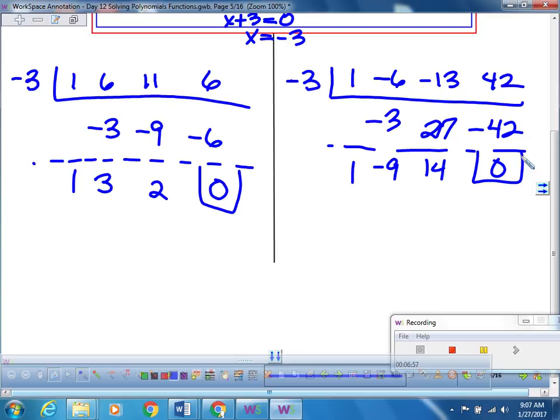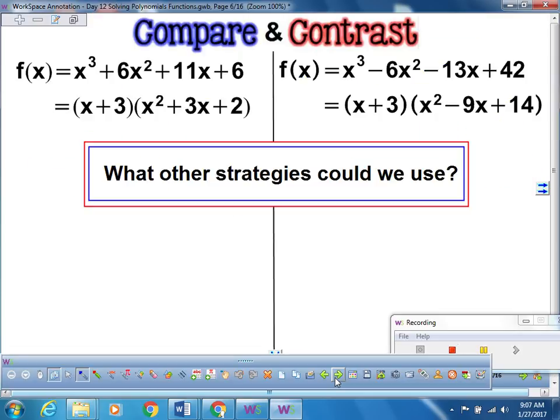Not a factor. It's a 0. What else can we call that? A root. What else could we call it? An x-intercept. Excellent, you guys. Okay. So this is what we got, right?